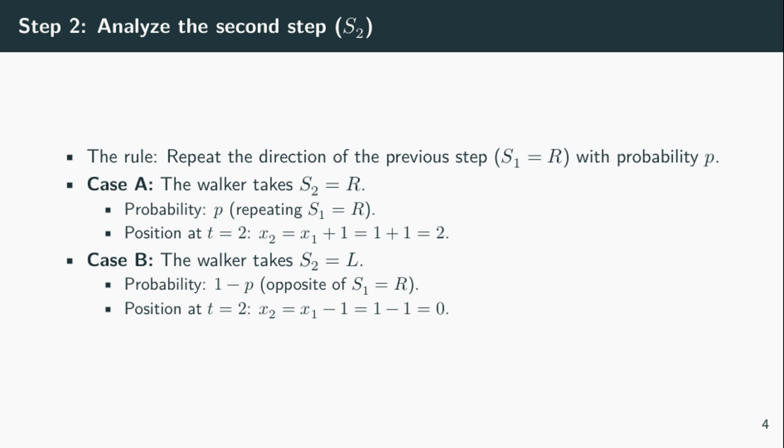Now let's analyze the second step, s sub 2. Remember the rule: repeat the direction of the previous step, which was s sub 1 equals right, with probability p. So there are two possibilities for s sub 2. Case A, the walker takes s sub 2 equal to right again. The probability of repeating the previous step is given as p. In this case, the position at time t equals 2, x sub 2, will be the position at t equals 1 plus 1, which is 2. Case B, s sub 2 equals left. This is the opposite direction of the previous step s sub 1, which was right. The probability of doing the opposite is 1 minus p. In this case, x sub 2 will be the position at t equals 1 minus 1, putting us at 0.